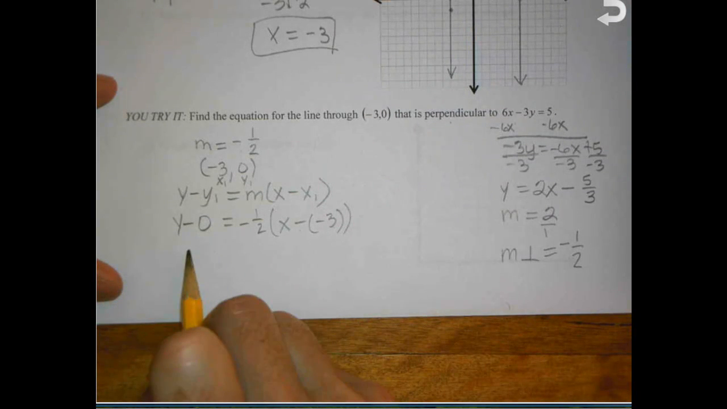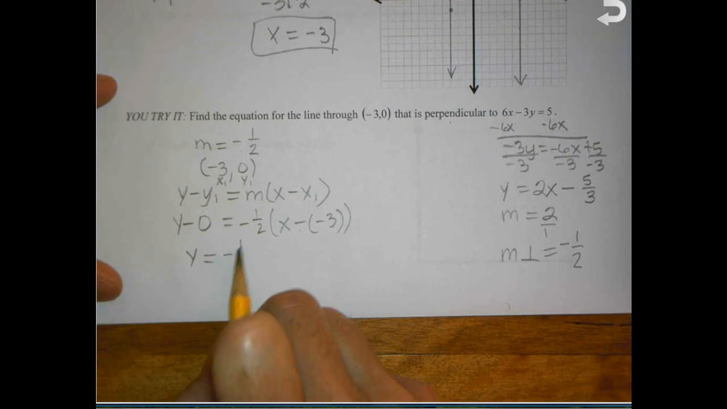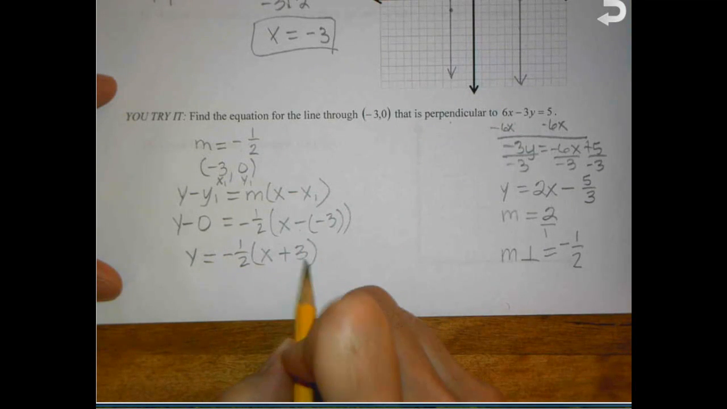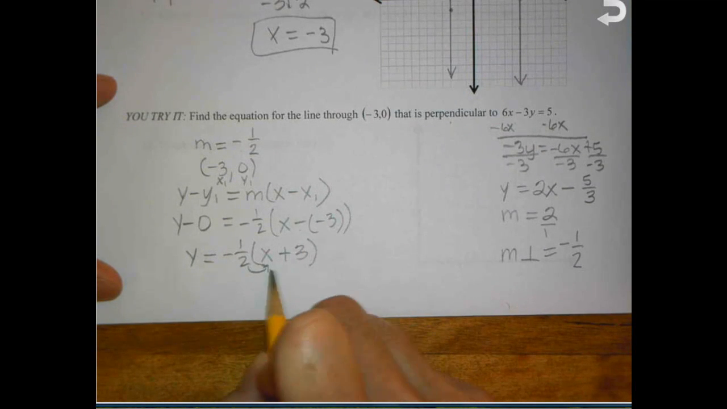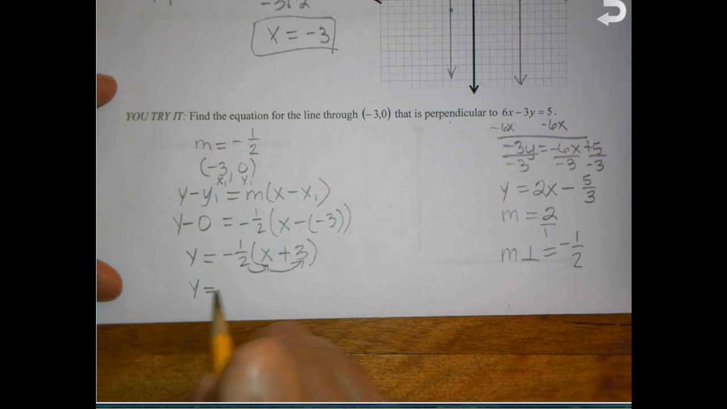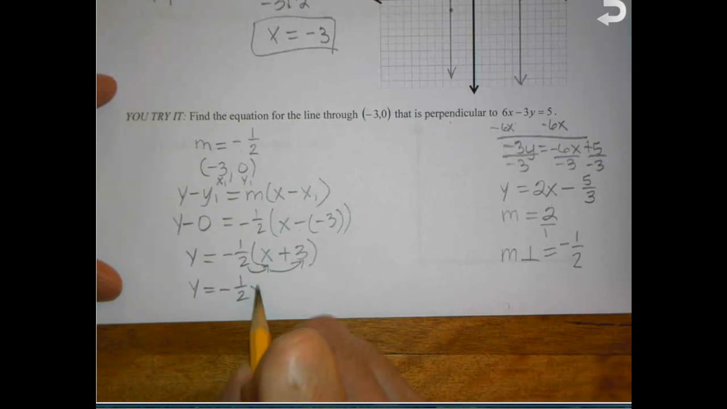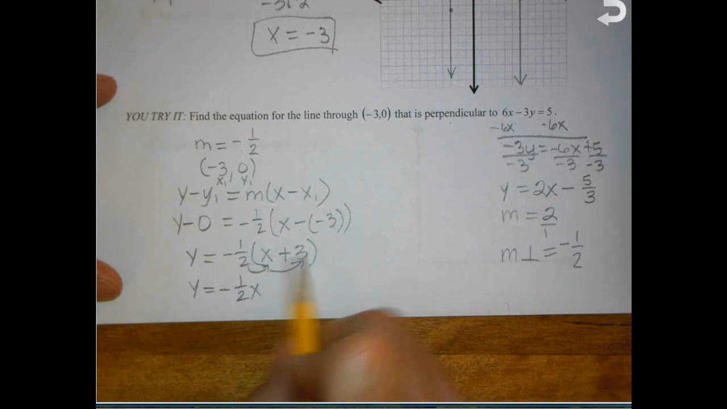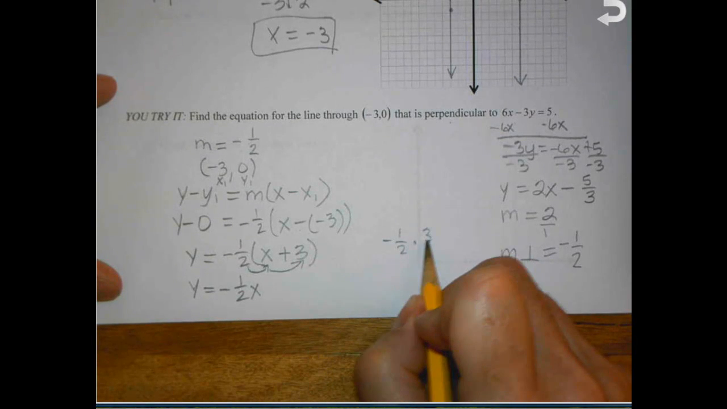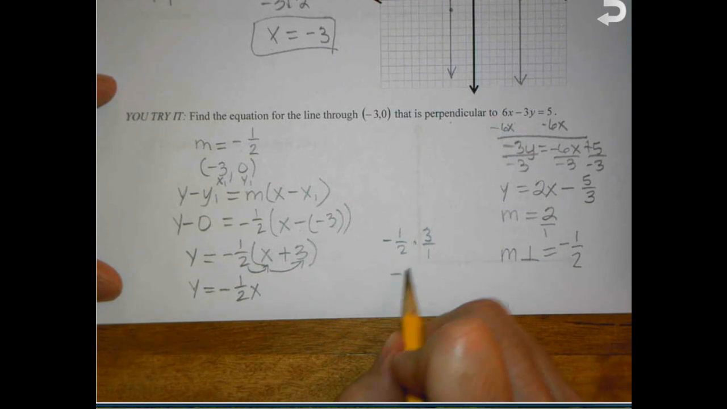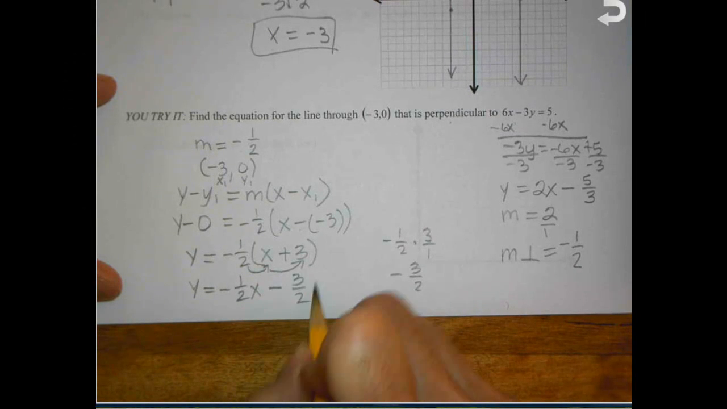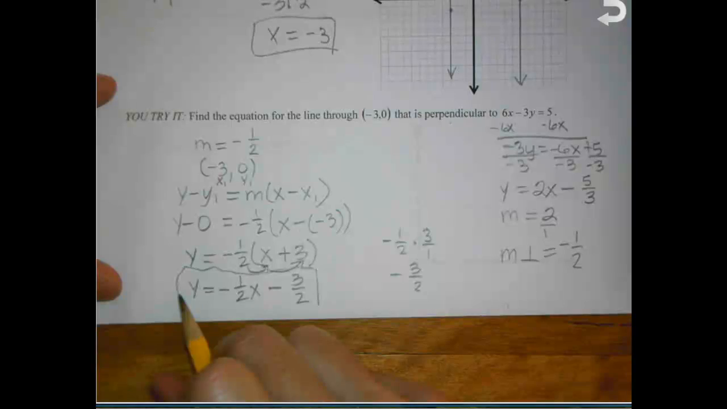y - 0 is just y, equals -1/2 times the quantity x + 3 now, and then distribute that -1/2. So I have y = -1/2 x, and then -1/2, I'll write that over here, times 3 over 1 will be -3/2. And there's my equation.